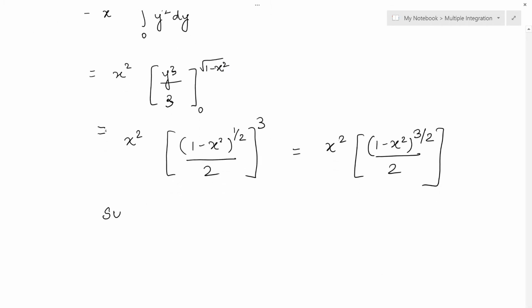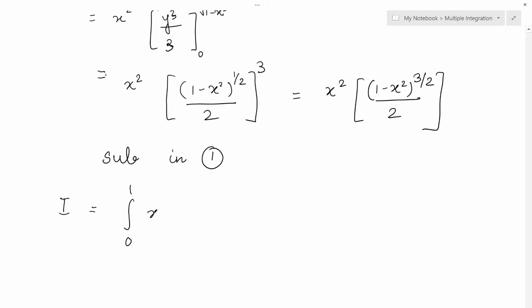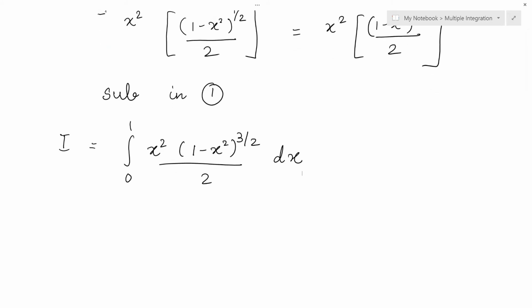So I will substitute this answer of I1 in my equation number 1. Substituting in equation number 1, I will get integration I as 0 to 1 x square 1 minus x square raised to 3 by 2 dx. Right? Now we will integrate this. We can use a trigonometric substitution so that the integration becomes easier. Let us substitute x as sine theta. There are many other ways to integrate this, but it is your choice how to integrate it.